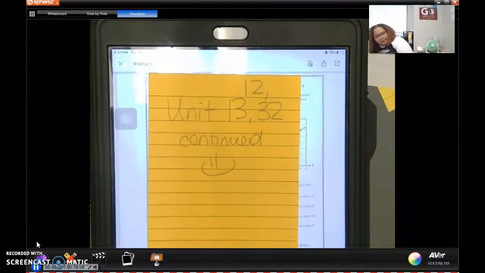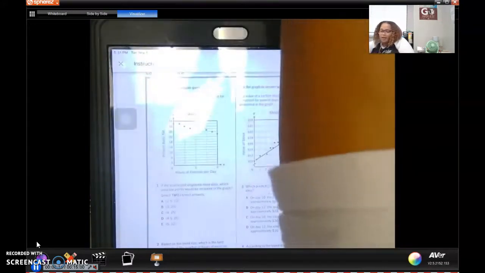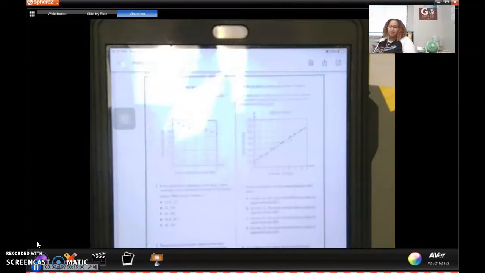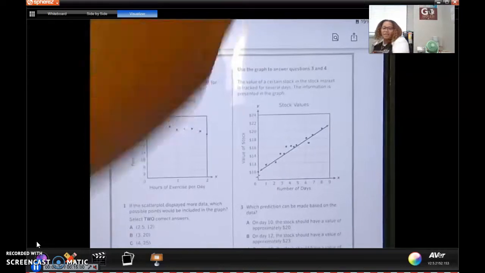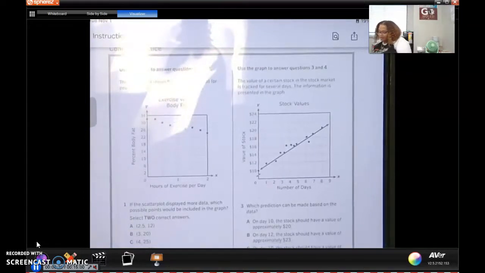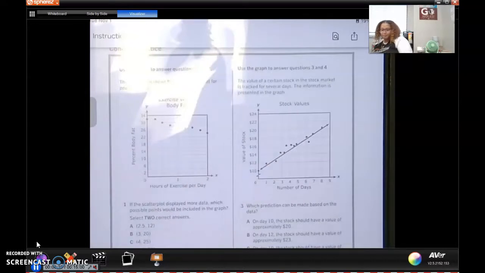All right, I am finally continuing unit 12, 13, and 32. I had to pull it up on the iPad because I don't have a copy of the work. So let me clear this up. Awesome. I believe I left off on question number 3 on page 132.